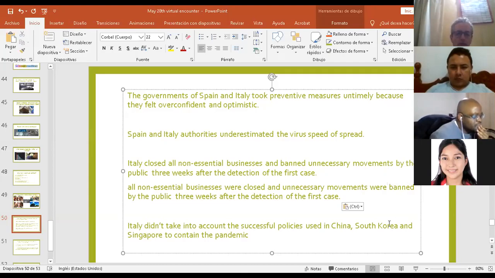Okay, who wants to try with the next one? The successful policies using China, South Korea, and Singapore weren't taken into account to contain the pandemic. Very good.